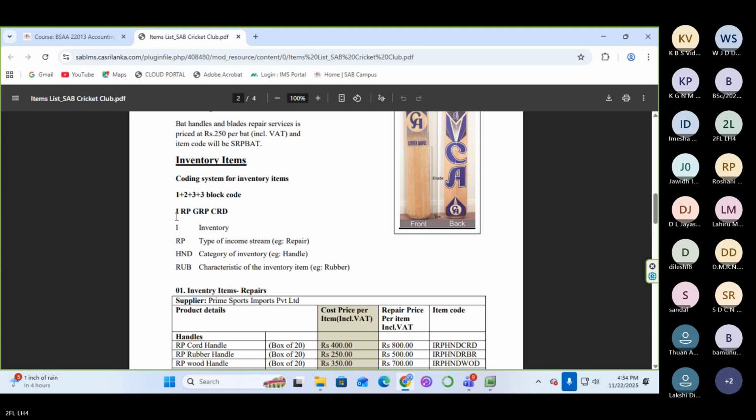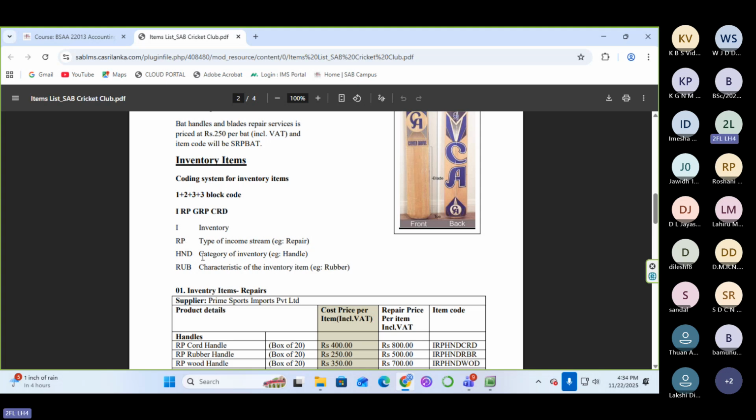You can see here, the first letter I is to denote that these are inventory items, right? And then here you can see the code type is repair item, handle, and the specific nature is rubber. So the second two characters are there to say the type of the income stream, right? For which income stream this item is allocated. So that is repair income, right? For repair income, this is coming under that.